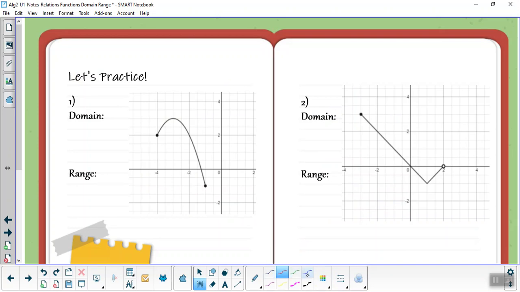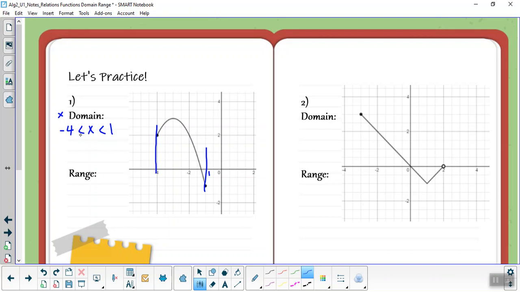So again, domain are my x values. So this graph for my x goes from -4 to +1. I know it's hard to see, but this is +1. So if I'm writing my inequality, I know it's -4, I know I have less than symbols, and then it goes to +1. Domain is my x value.